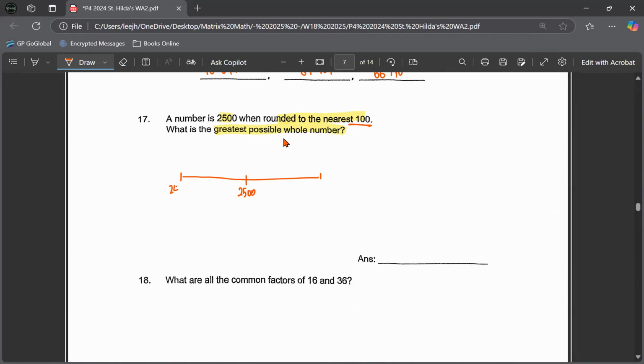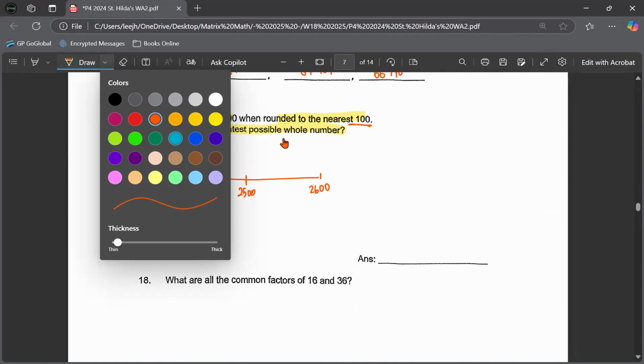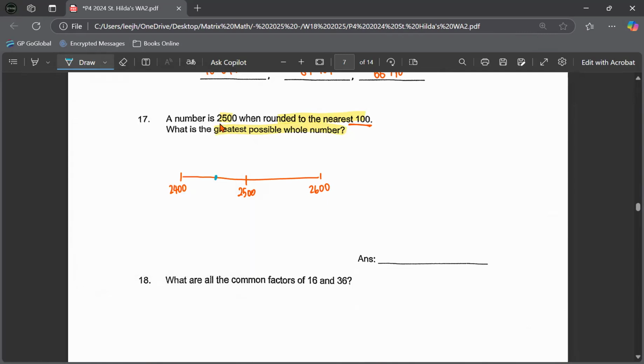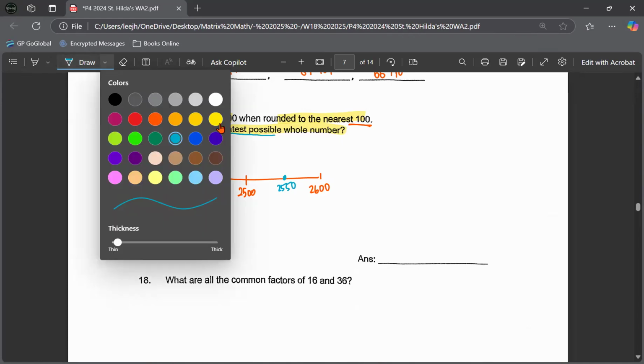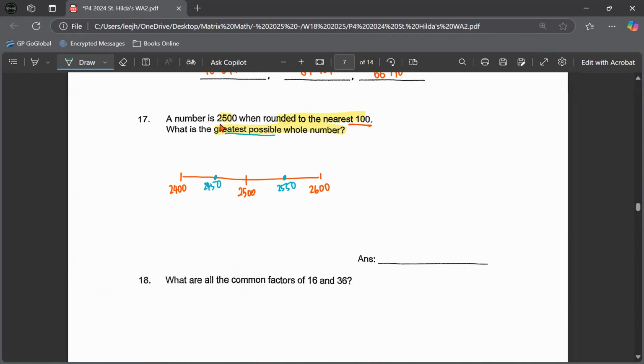So this will be 2400, and this is 2600. So always look for the midpoints, so you will know where you can stretch. So this will be 2450. This is 2550. I want the greatest possible whole number, which means I will stretch from the rounded value to the midpoint in front.